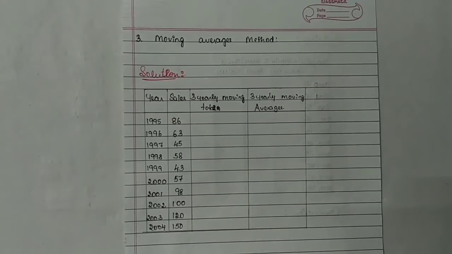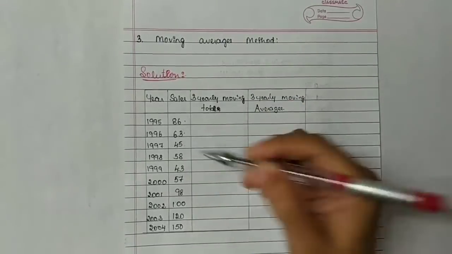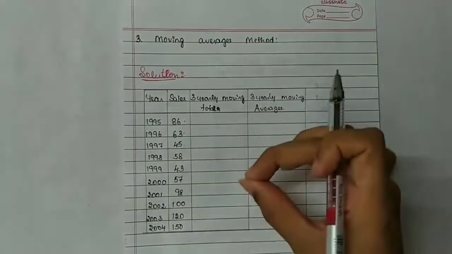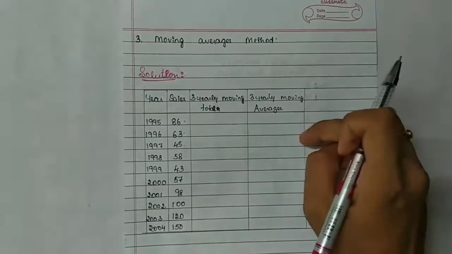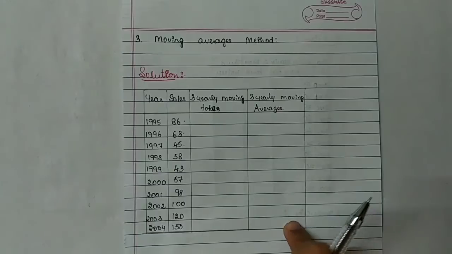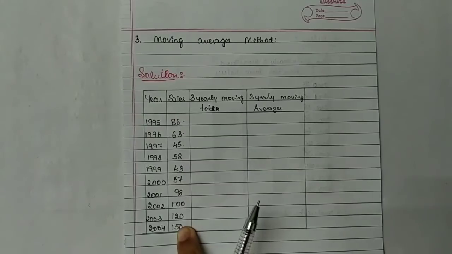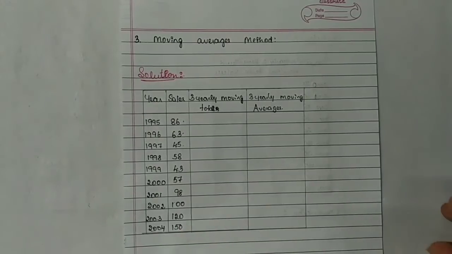So here we are asked to calculate 3 yearly moving averages, isn't it? Here, 1 2 3, 3 years you have to total and write, and later its average will be taken, and these values will be marked in our graph as trend line, and this will be our histogram. Okay, yes. So now let's start.